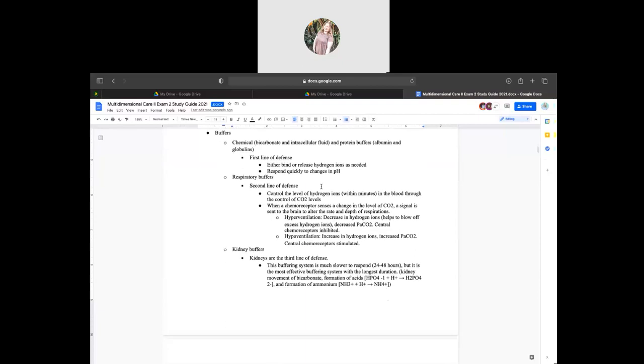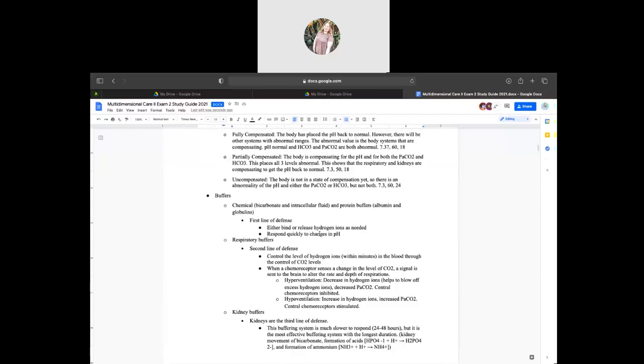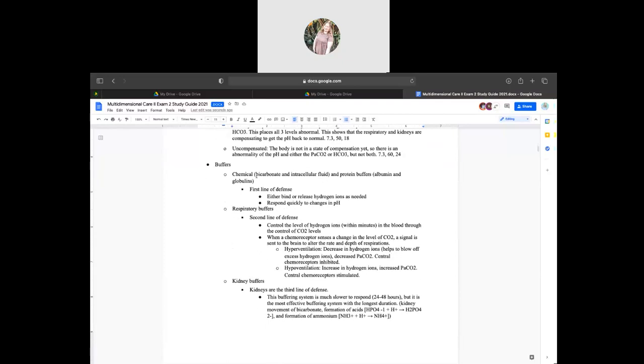So now we go into our buffers. So remember how I stated earlier about how things can compensate for each other? Well, first, your chemical buffer is going to be the first line of defense against a problem. So it is going to either release hydrogen ions or bind to them. So this is why we have that pH change very quickly. So it's going to respond quickly to changes in the pH.